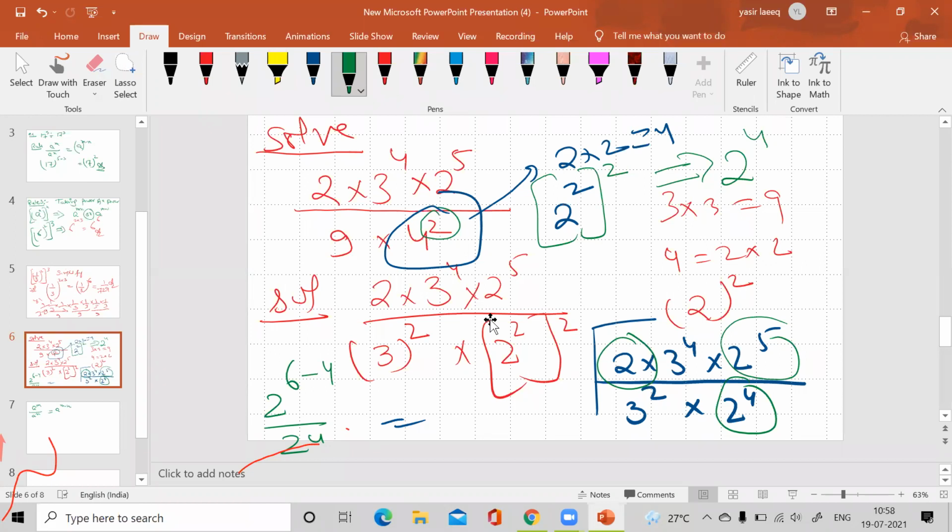Sir, in the book, this question is there. In this book, you can see this. Sir, on which page? You can see on page number 143. There's an example on page 143. Okay, sir, I got it.